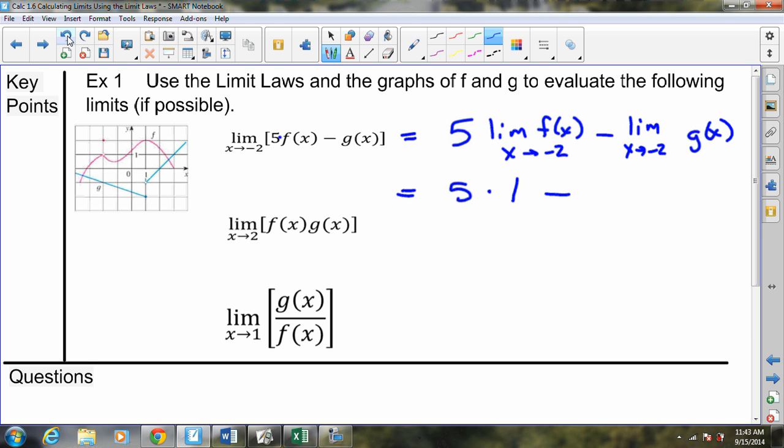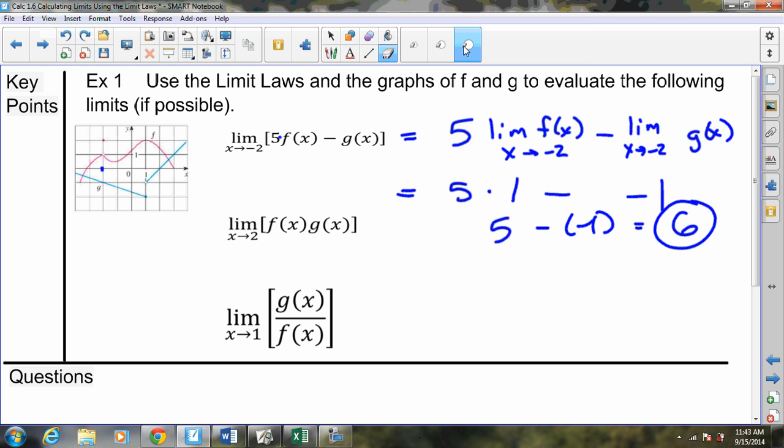Finishing this particular problem, though, we still need the limit as x approaches negative 2 for function g. That's a negative 1. So we will subtract negative 1. Just crunch the numbers. 5 subtract the negative 1. The first answer is 6.